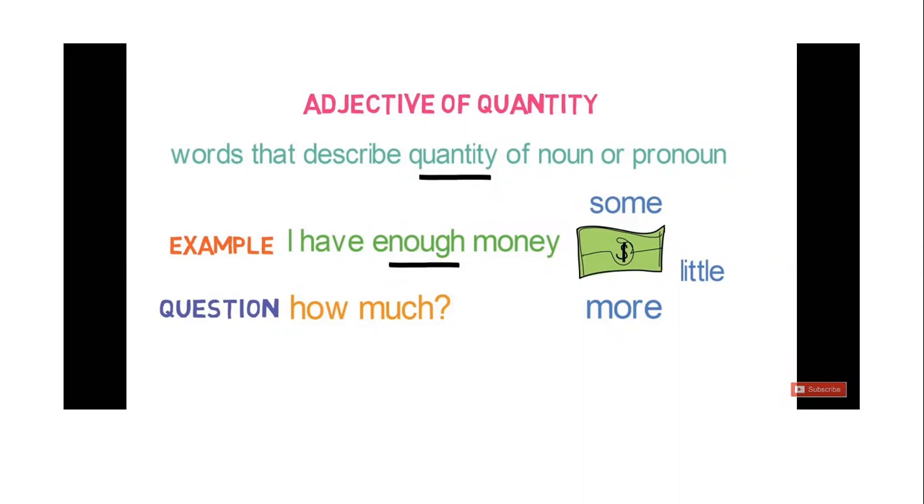For example, I have enough money. Well, I have enough money, I can manage. How much money do I have? You are not going to answer how many. In adjective of quantity, you are only going to answer the question how much. I have some money. I have little money. I have more money. I have enough money. These are the quantities that you are going to describe related to a noun or pronoun. You're not going to tell the exact numbers.